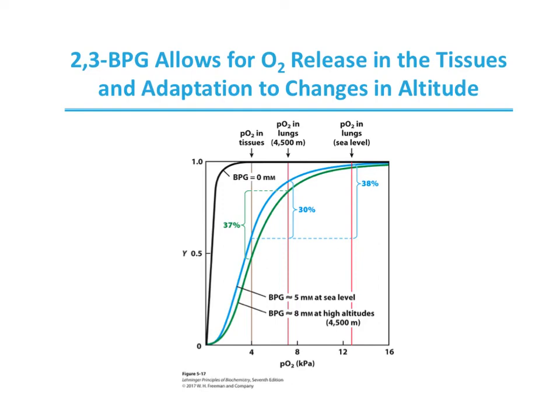The reason it increases at high altitudes is because at high altitudes, oxygen delivery declines by about 1/4 to 30% of the maximum. Therefore, an increase in BPG concentration decreases the affinity of hemoglobin for oxygen, allowing it to be delivered to the tissues at the percentage that is normally delivered at sea level.